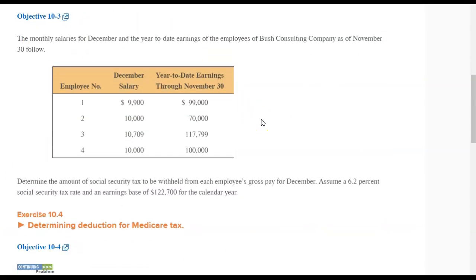And in 10.3, again, more math. Determine the amount of Social Security tax to be taken from each employee's gross pay. Assume 6.2% Social Security tax rate and the base earnings of $122,700 for that year. So it looks like they're all going to be taxed here. Nobody is over $122,700. Number 3 will be. Let's see what that looks like.